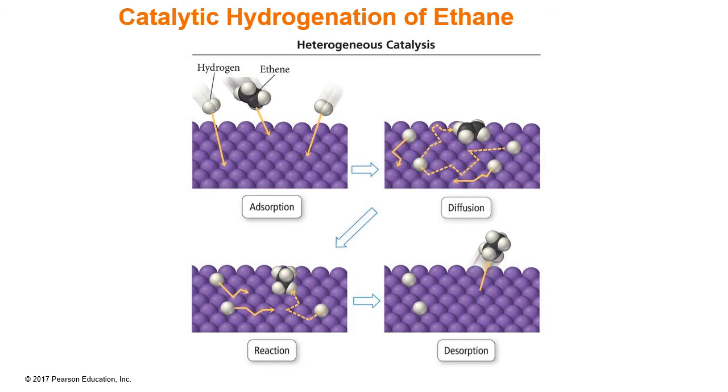So this example is the hydrogenation of ethene. So it adsorbs onto the surface, it adheres to the surface of our catalyst. The molecules of hydrogen are broken apart and start migrating around the surface, and this is what we call diffusion. They come in contact with each other and are able to react. And then once that reaction has occurred, that molecule, which is now ethane, desorbs from the surface and is able to go on to be purified.